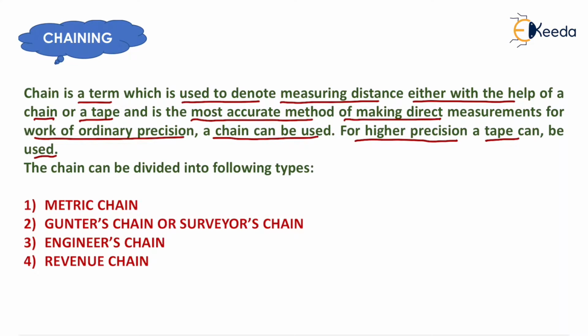Now chain can be divided into following types. First one is metric chain, next one is Gunters chain or surveyor's chain, third one is engineer's chain, and the last one is revenue chain. Now we will see each type of chain in detail, starting with the metric chain.